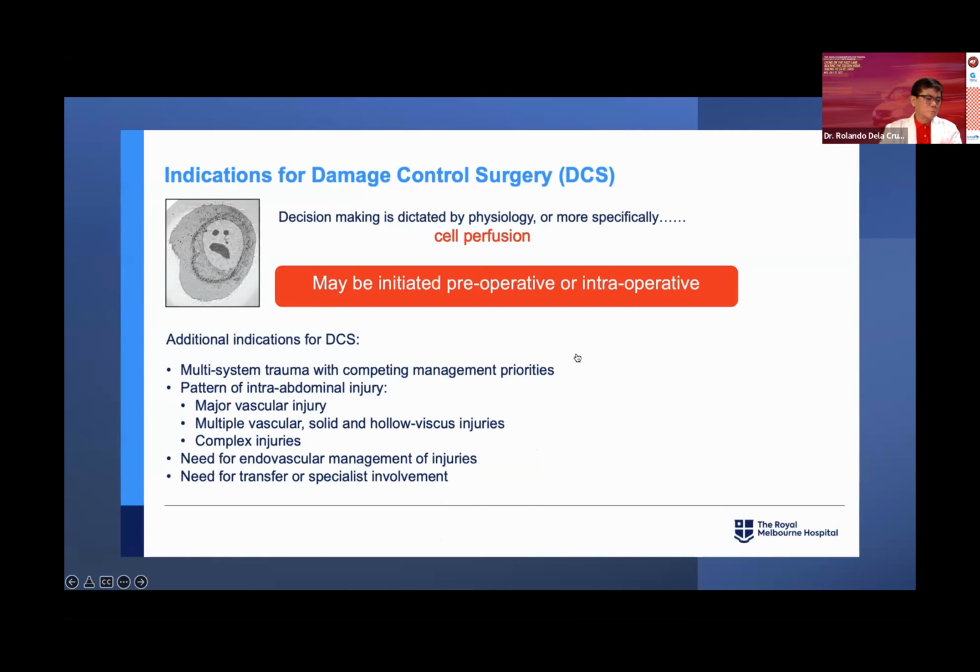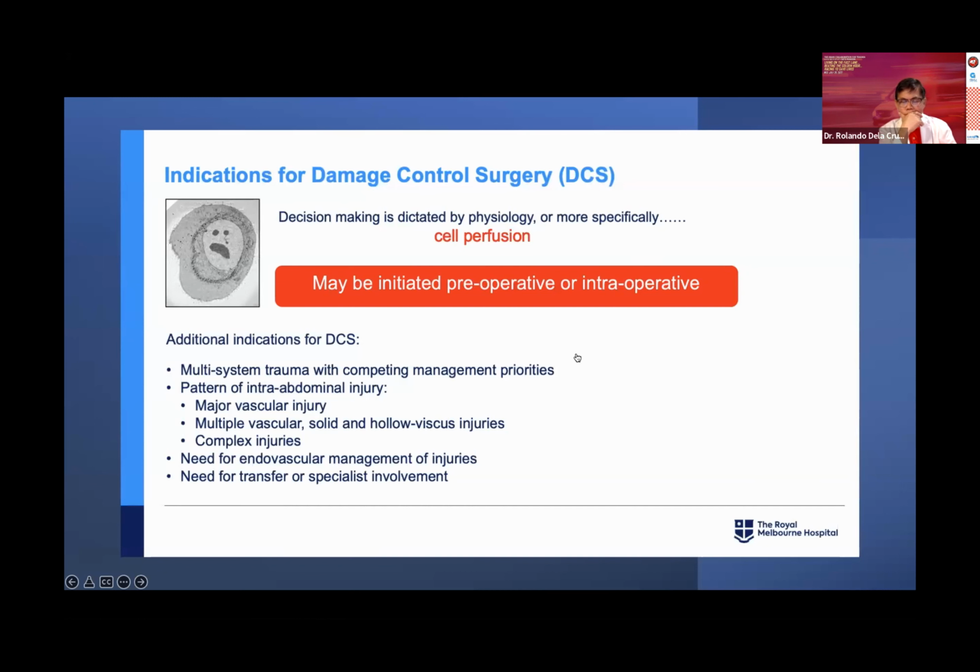You may have a pattern of injury that necessitates damage control surgery also, and it's really the major vascular injuries that necessitate this, particularly when there's multiple hollow viscus injuries associated with that. Some injuries are complex and may require a staged approach, and this is particularly the case with duodenal and pancreatic injuries. There may be a requirement for an endovascular management of some injuries.